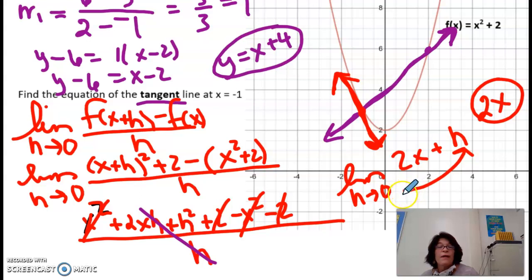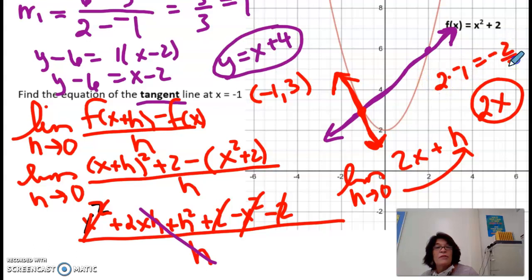Okay? So the slope of the tangent line at x equals -1 is 2 times -1, or -2. What I just found is the slope of the tangent line anywhere on f of x equals x squared plus 2. I wanted it at -1, the point (-1, 3). Since the slope is 2 times the x-coordinate, the slope of this line right at -1 is 2 times -1, or -2.